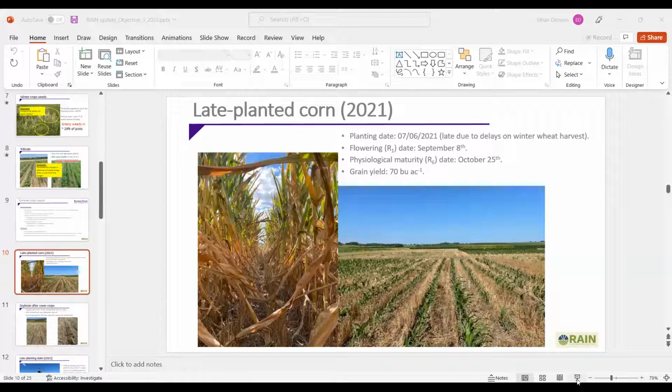So one of the things that we started thinking about, exploring, is how late can we plant corn? And we have a few farmers that are already thinking on this. Of course, nothing to recommend because this was extremely late planted. We did it on purpose, with the idea of showing that if we can do this, that means that we can plant it. This was first week of July. Flowering was September 8th. Maturity was the end of October, and it was 70 bushel.